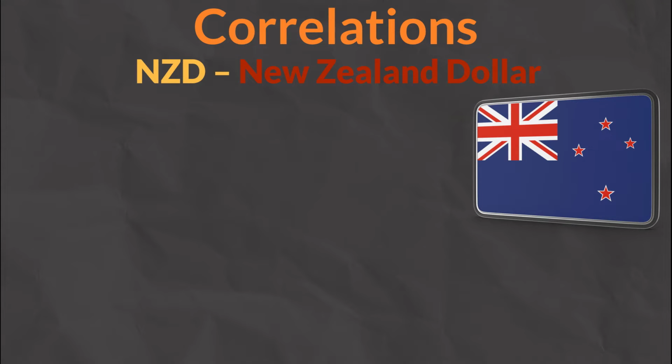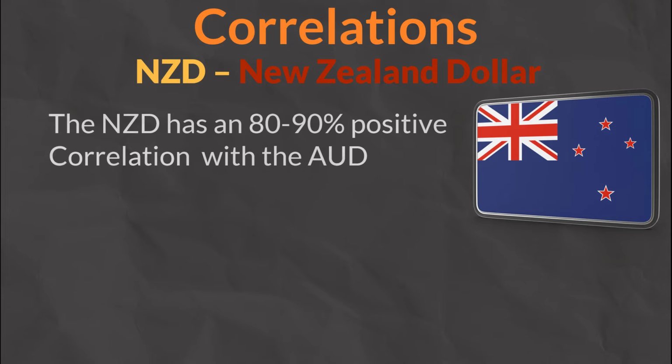The New Zealand economy has lots of correlations that we need to talk about. Now, the first one we need to talk about is the correlation with the Australian dollar. The New Zealand dollar has an 80 to 90% positive correlation with the Australian dollar, which means if the Australian dollar goes up, the Kiwi goes up. If it goes down, it goes down. These are very highly correlated against each other. Let's take a look at this correlation.